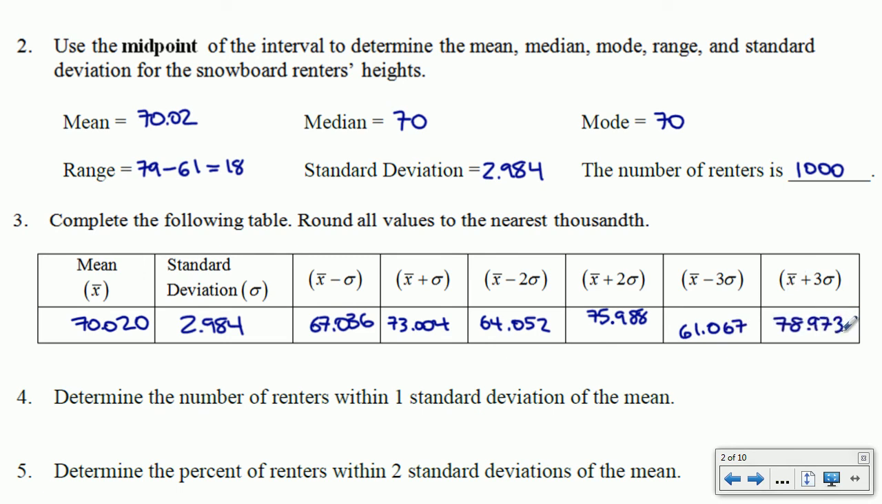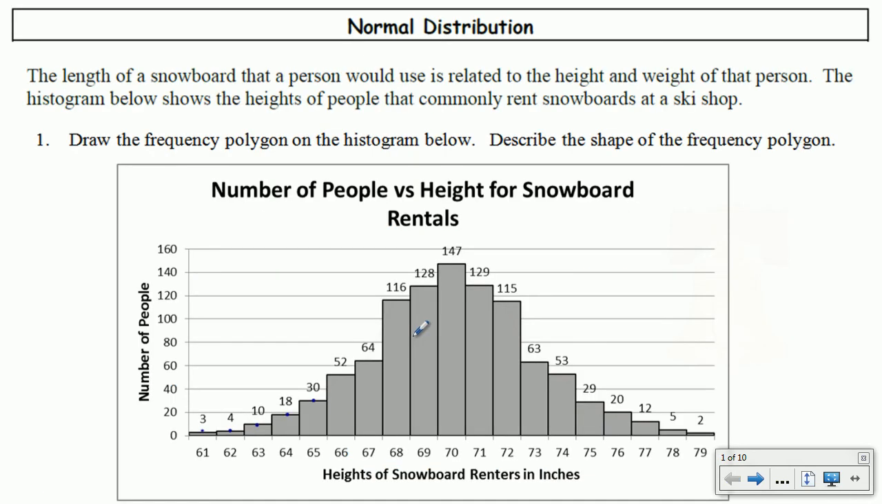And finally, if we add 3 standard deviations to the mean, we get 78.973. So next we need to determine the number of renters within one standard deviation of the mean. On the lower end, we have 67, and on the upper end, we have 73. So looking at our histogram, we're going from 67 to 73.